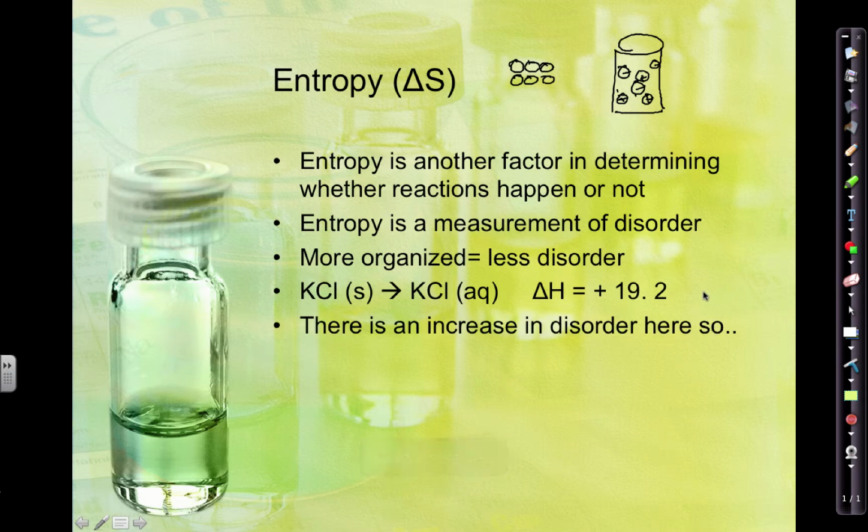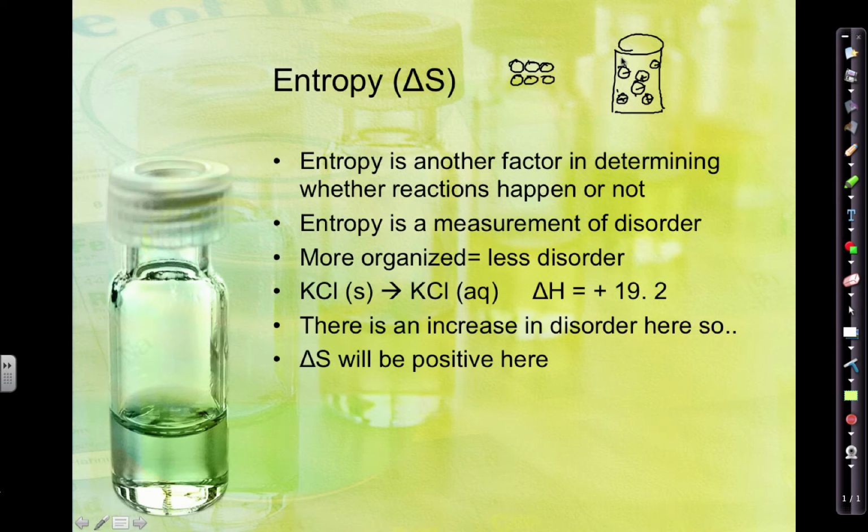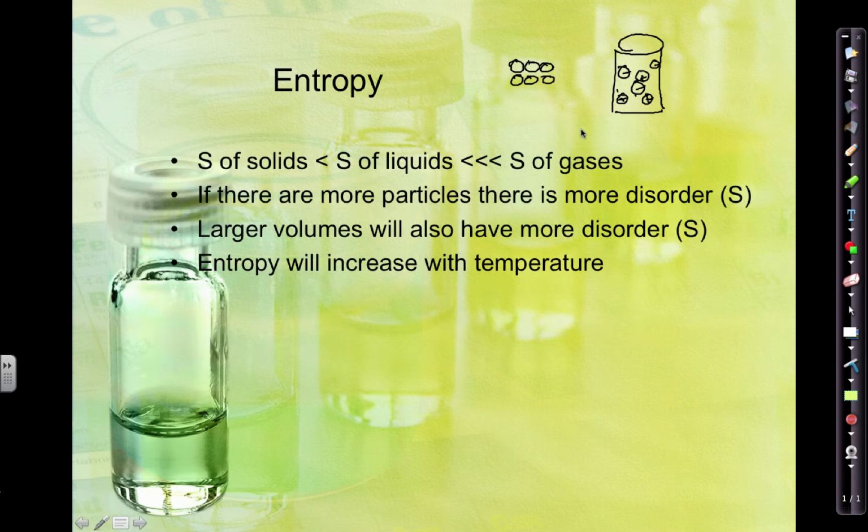So if there's an increase in disorder, delta H is going to be positive. So not delta H, I'm sorry, delta S will be positive. So if delta S is positive, there's more disorder. If delta S is negative, there is more order. So this has more order, this has more disorder. So this will be more positive than this one.